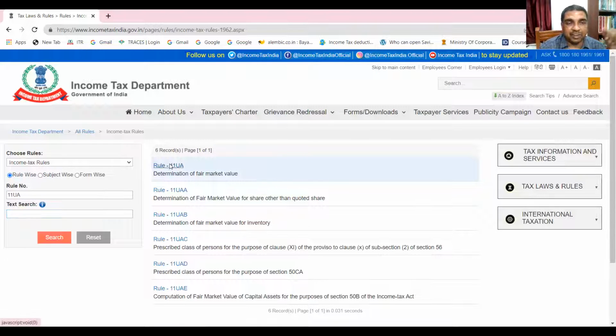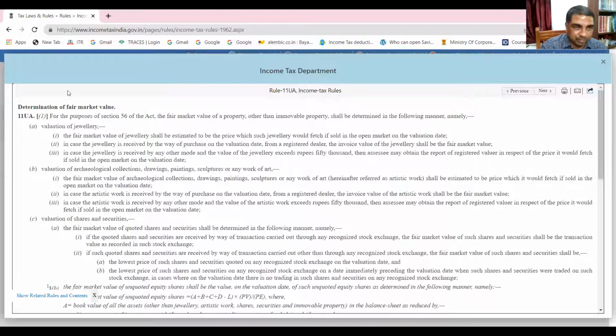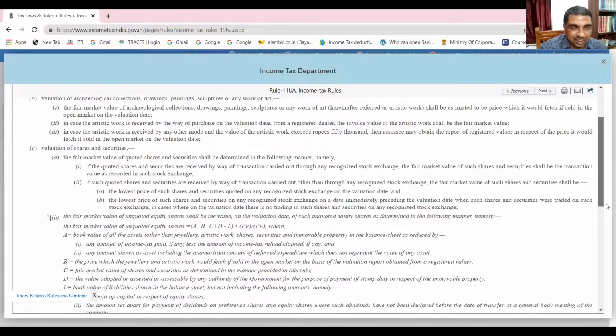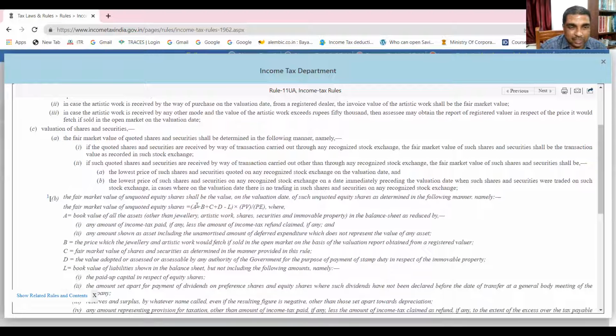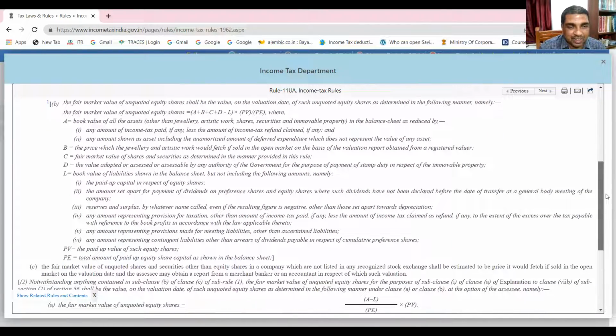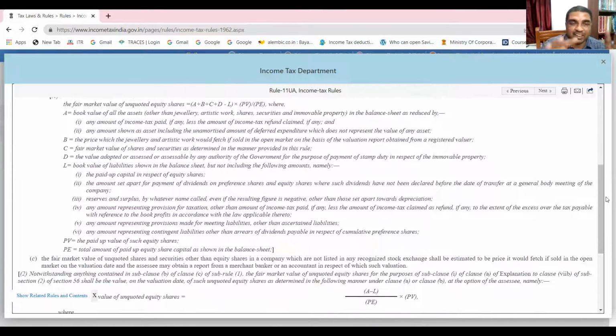If you search here, determination of fair market value, you see. Are you able to see it? It covers valuation of jewellery, valuation of archaeological collections, valuation of shares and securities, which is important for us. Here you see the formula is given: A plus B plus C plus D minus L, multiplied by PV divided by PE, where what is A, what is B, what is C, what is D has been described. So if you are valuing for this purpose, under these premises, you do not have any option. You have to follow what is prescribed in the statute.